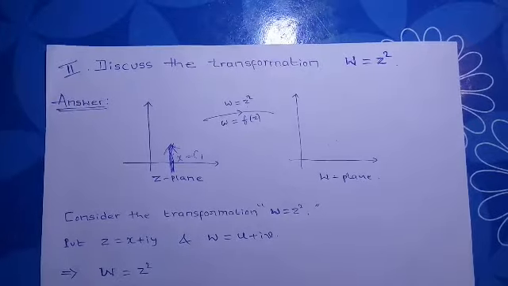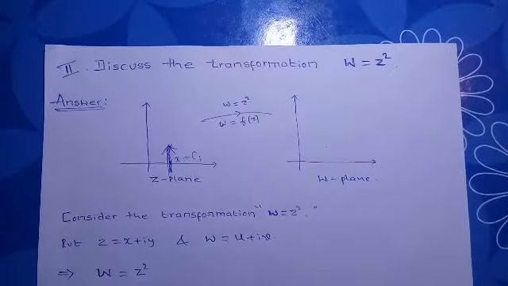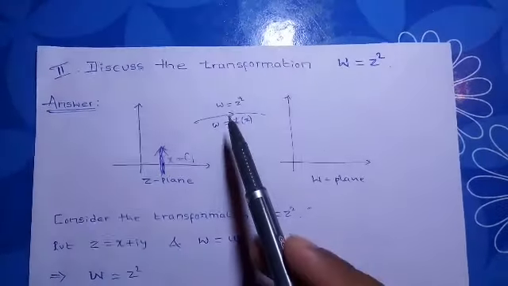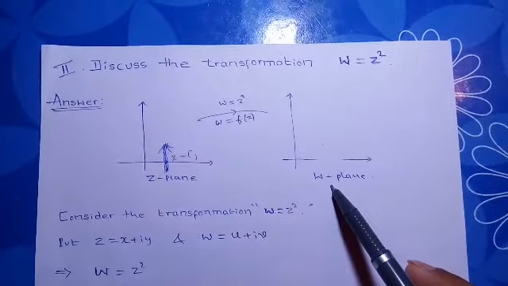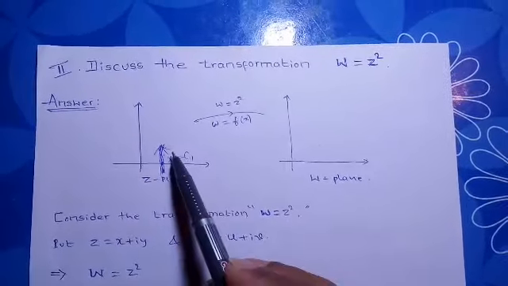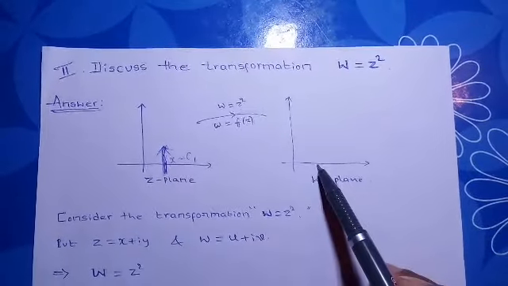Now I am going to explain the derivation of the conformal transformation w equals z square. Here w equals z square is the mapping from the z plane to the w plane. Here we have to find the images of straight lines in the z plane to the w plane.